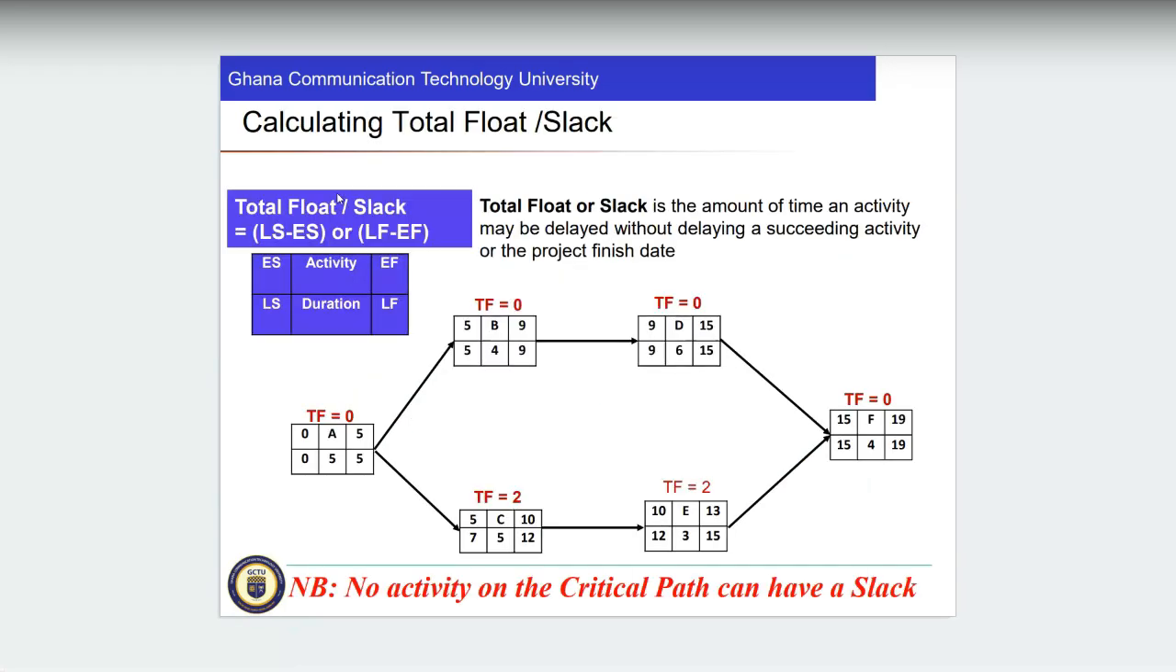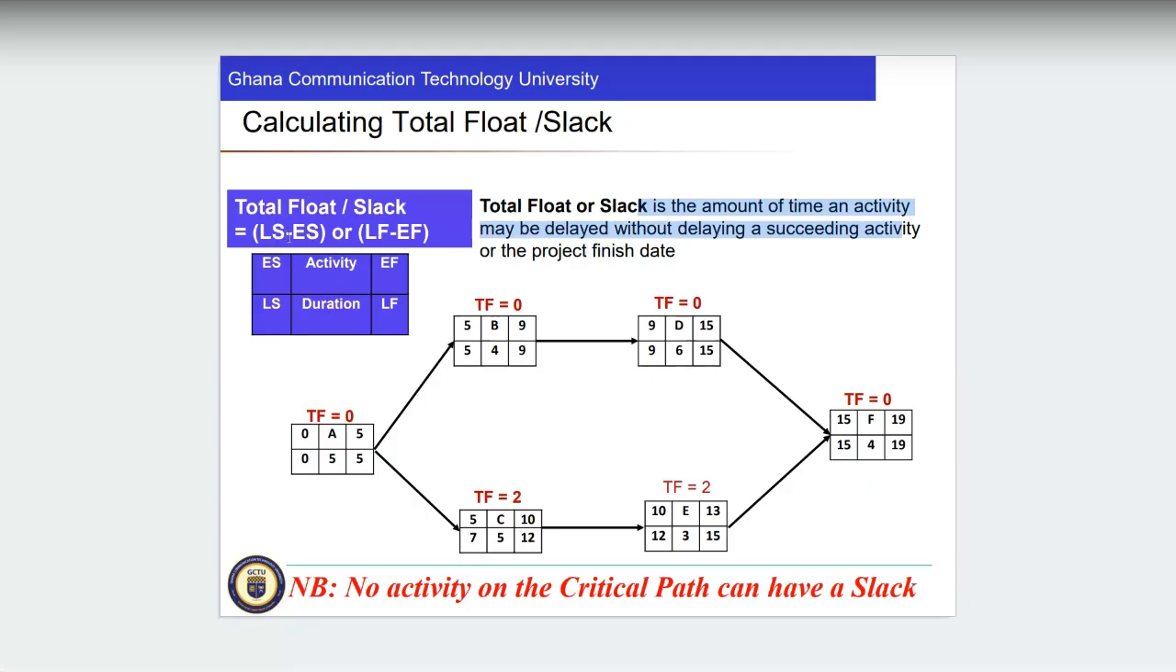So we have to also look for what we call the total float, okay, or slack. Total float or slack is the amount of time an activity may be delayed without delaying a succeeding activity, or the project finish date. Okay, so let's have a look at this.